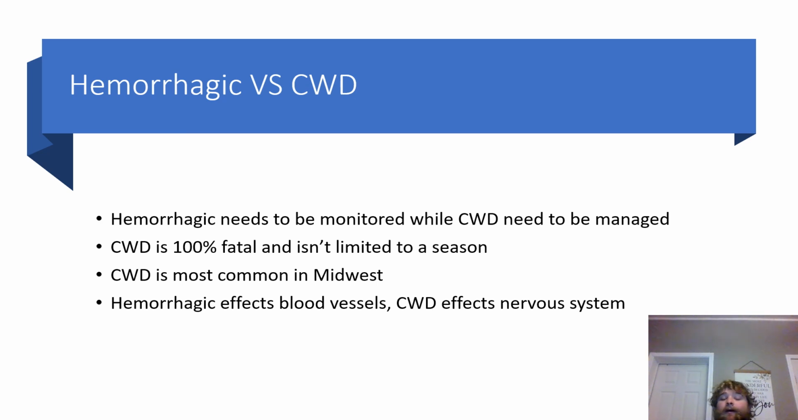Chronic wasting disease, while it is spreading at an alarming rate, right now is mostly in the Midwest. And then finally, one of the most obvious differences between hemorrhagic disease and chronic wasting disease is that hemorrhagic disease affects the blood vessels, while chronic wasting disease affects the nervous system.